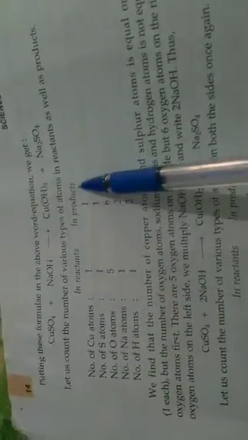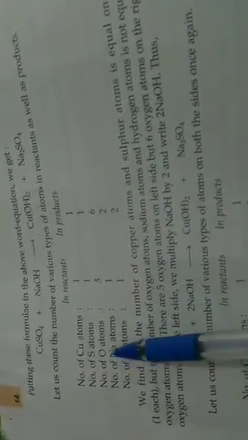Let us count the number of various types of atoms in reactant as well as product. The number of copper atoms is one in reactant and one in product. Sulfur atoms, one in reactant and one in product. Oxygen atoms, here there is dissimilarity: in reactant it is 5, in product it is 6. Sodium atoms, 1 in reactant, 2 in product. Hydrogen atoms, 1 in reactant and 2 in product.